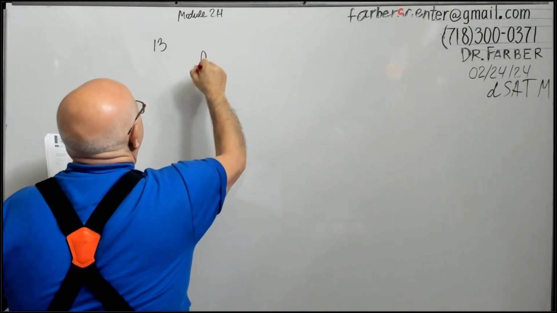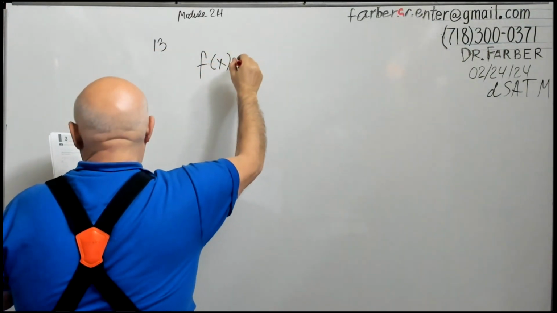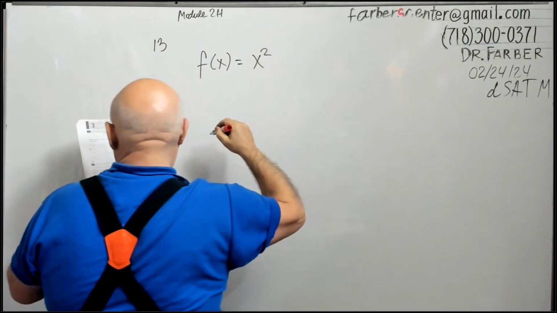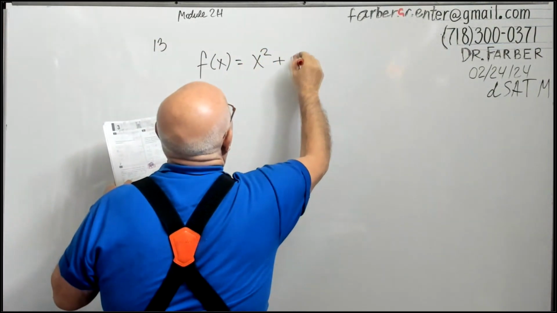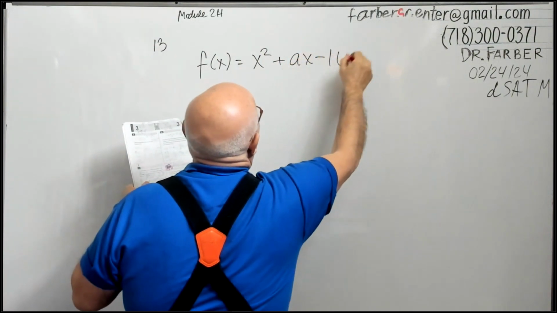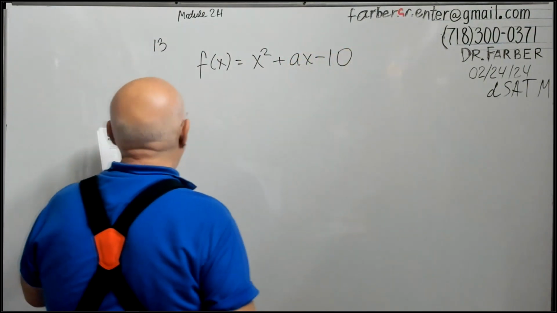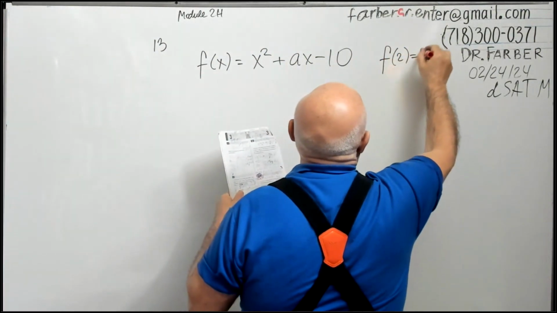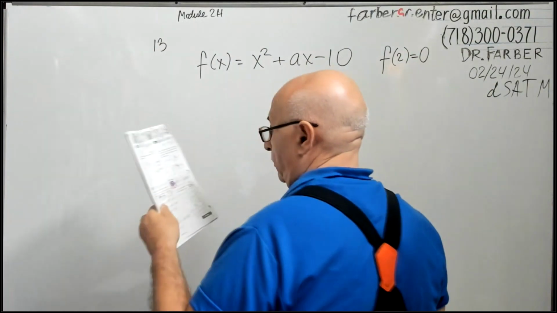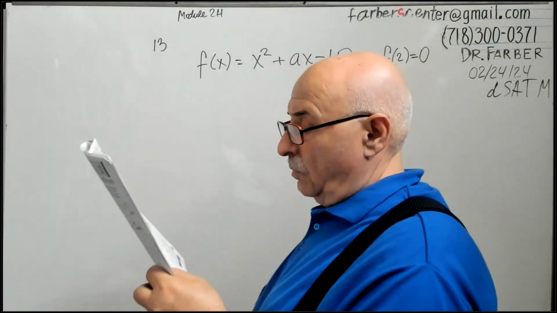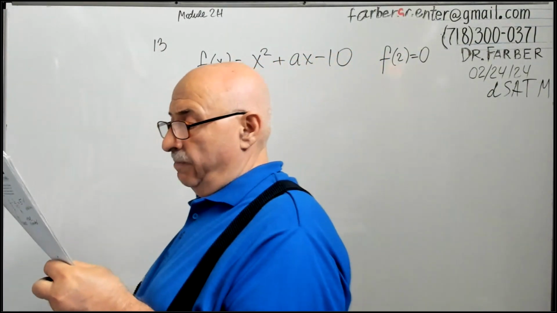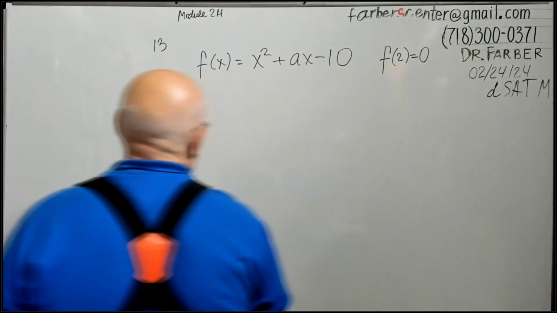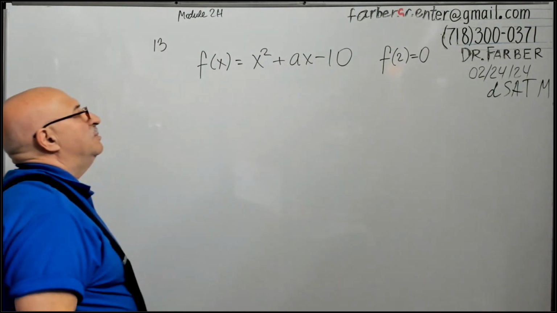You have a function f(x) equals x squared plus ax minus 10. f(2) equals 0. Which of the following must be true? Well, look at this. You can do it mentally, this problem.